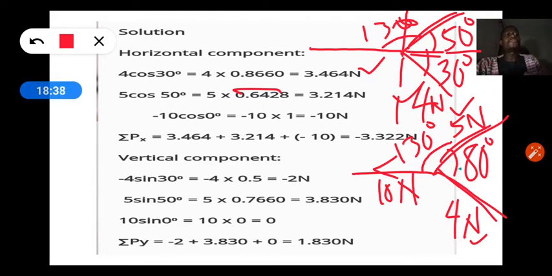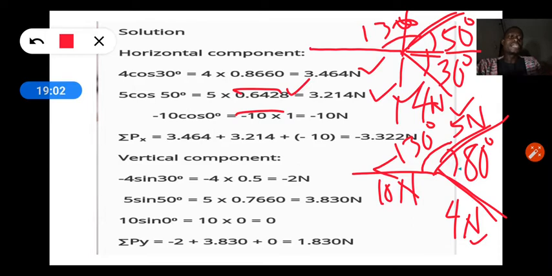That 5 is also making an angle of 50 to the x-axis. That will give me what? The same thing, 5 cos 50 degrees, okay? As you can see, 5 times that value, that's my cos 50 degrees. If you multiply both together, I have this.